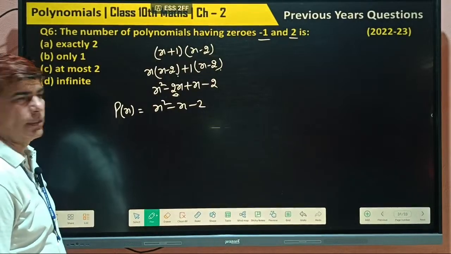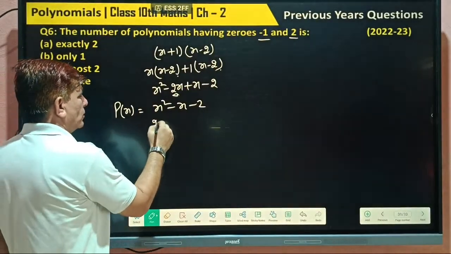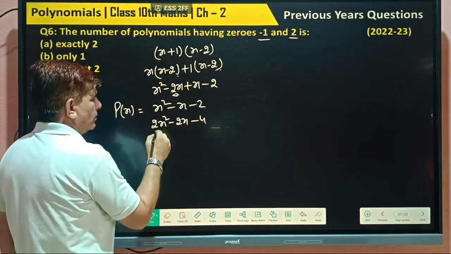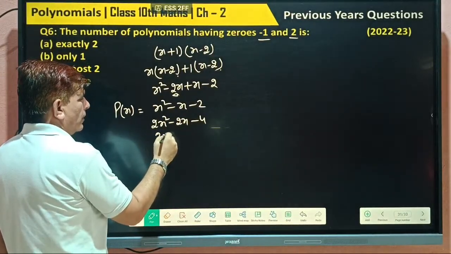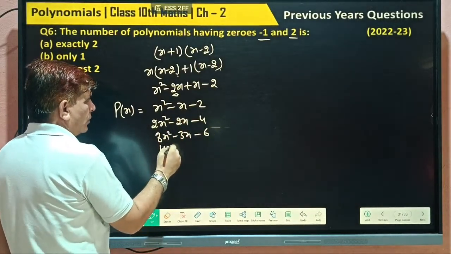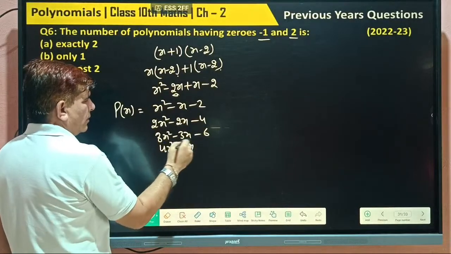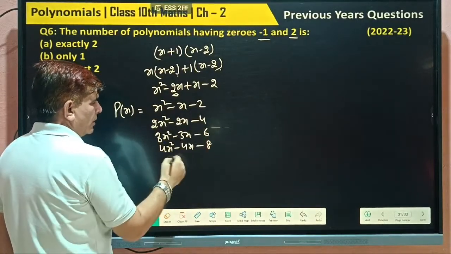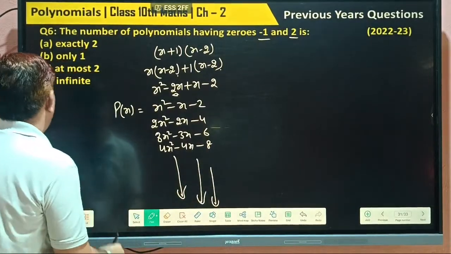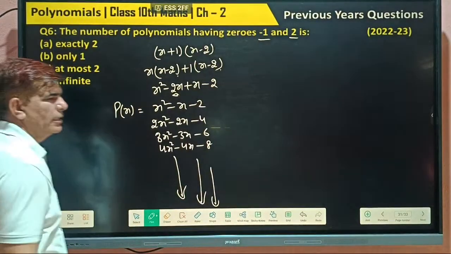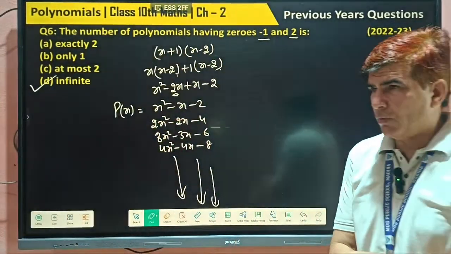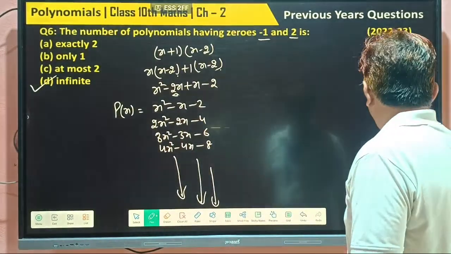How many exist? Look, I can multiply this by 2: 2x square minus 2x minus 4, 3x square minus 3x minus 6, 4x square minus 4x minus 8. So in this way, how many? Infinite. An infinite number of polynomials exist whose zeros are minus 1 and 2.